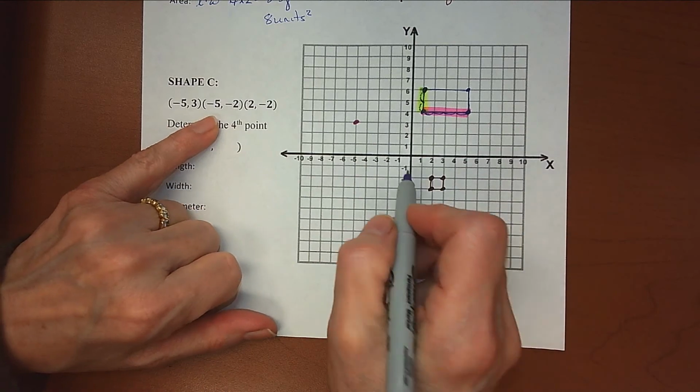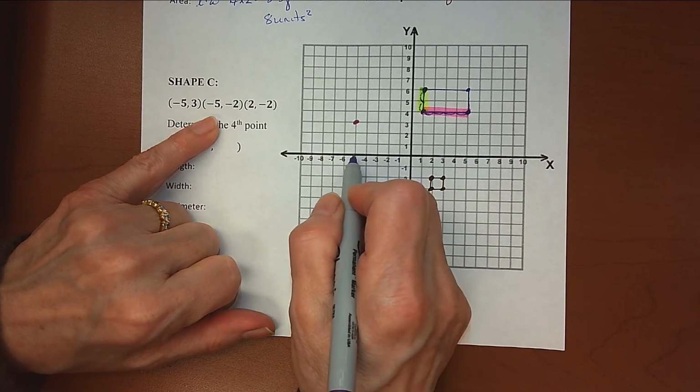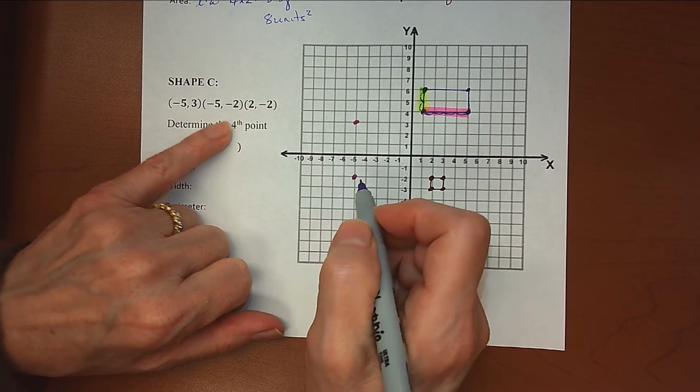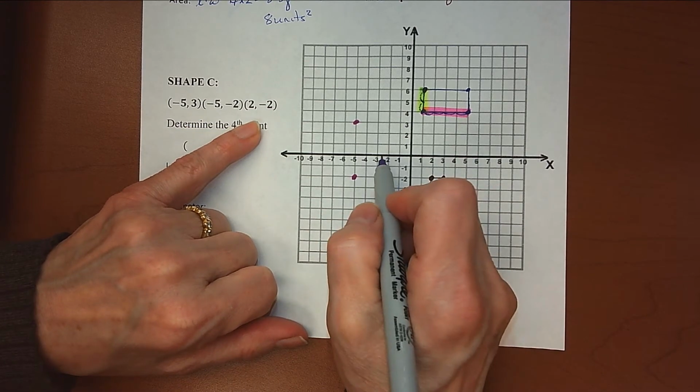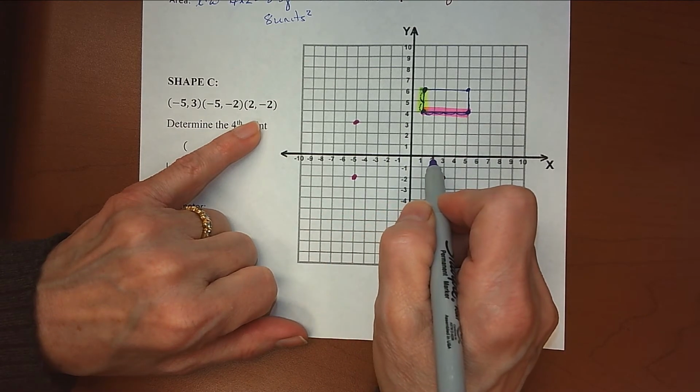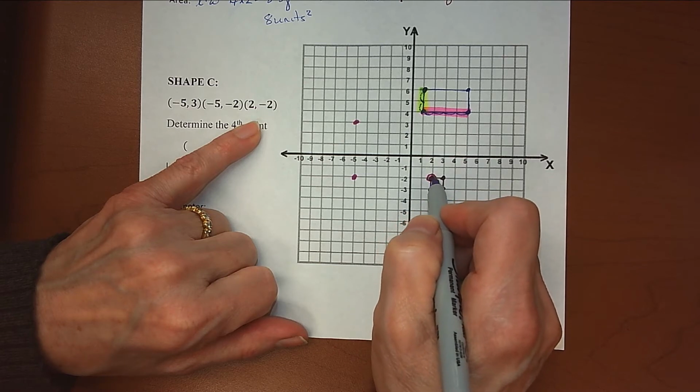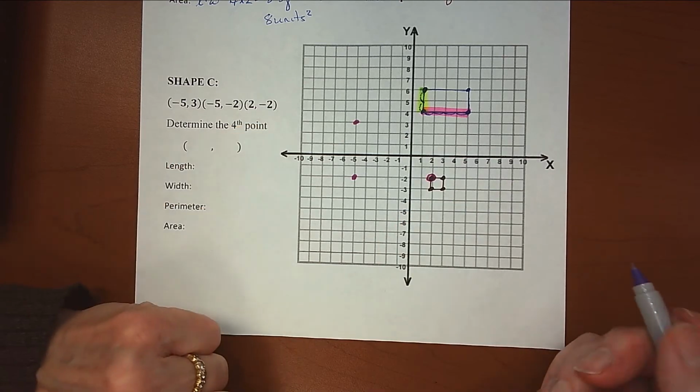Then negative 5, negative 2. Backwards 5, and down 2. Then positive 2, negative 2. So to the right 2 and down 2, and we're right on this point that we've already graphed there. And then we have to supply our next point.